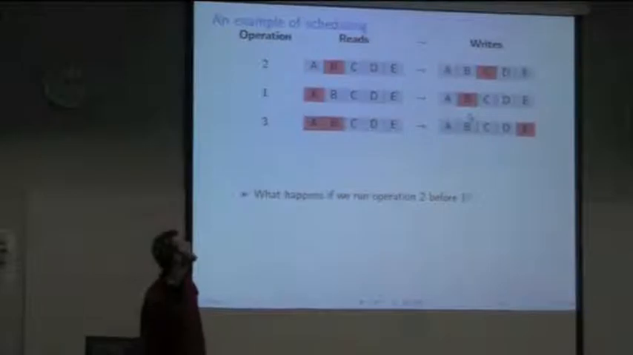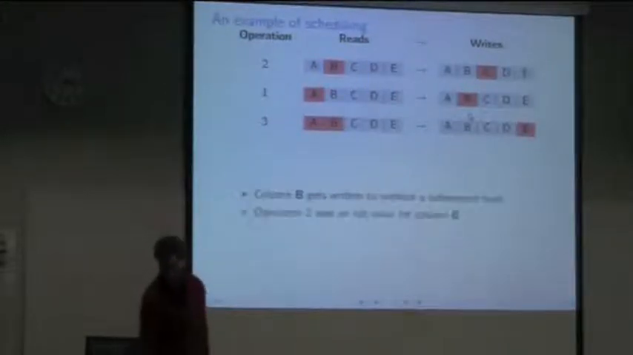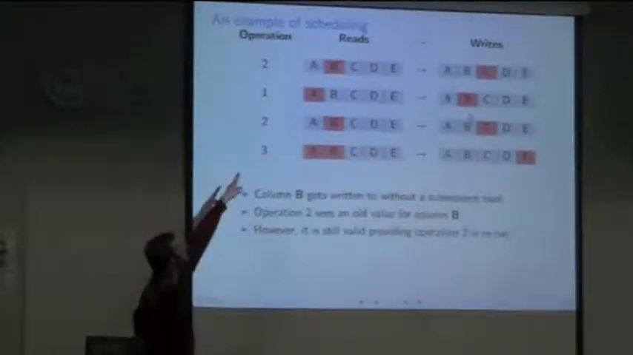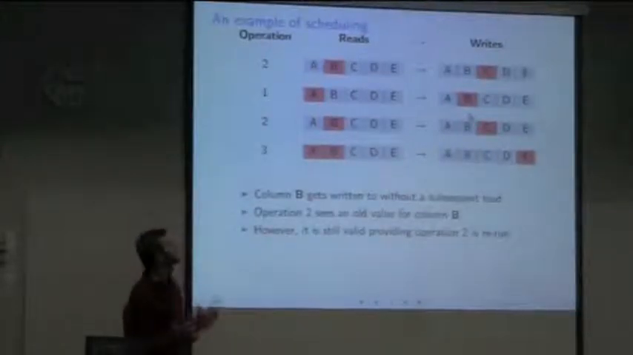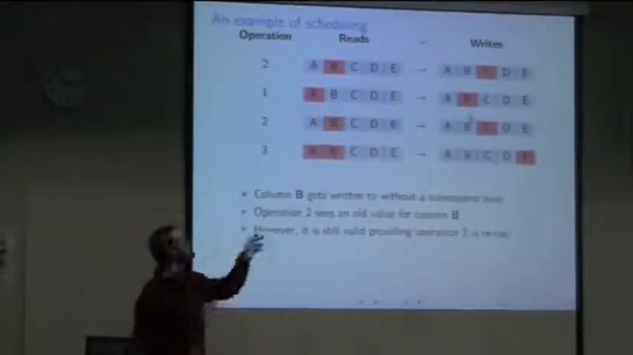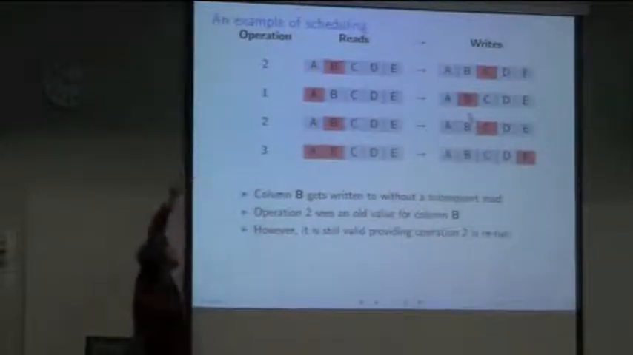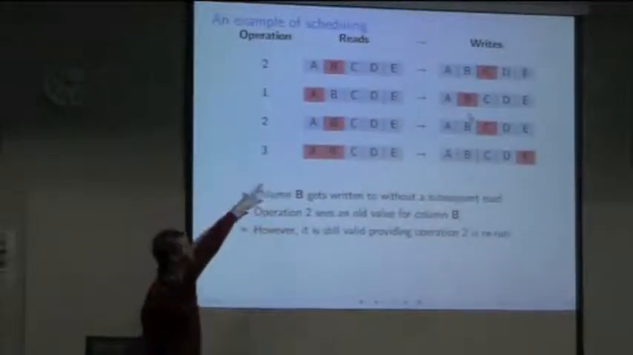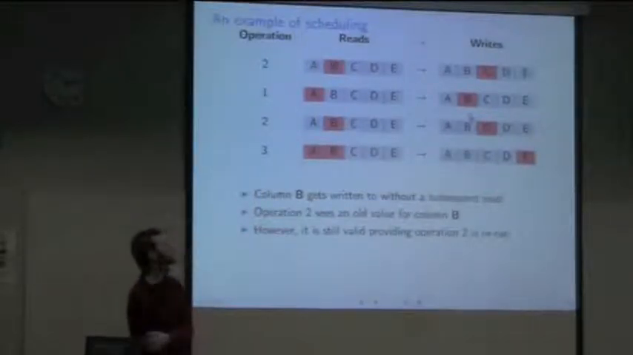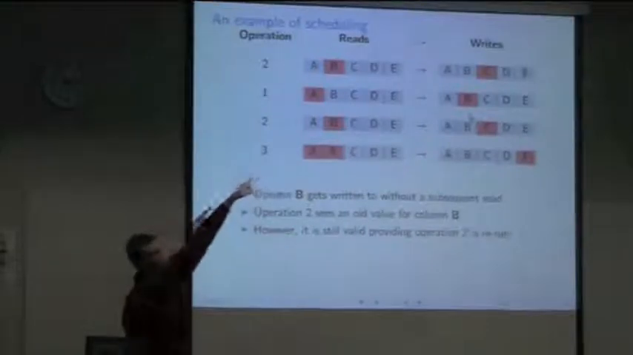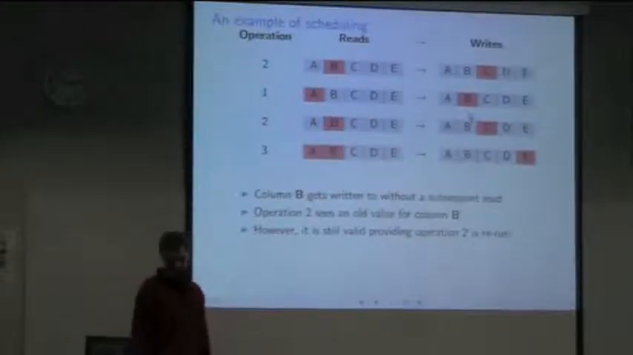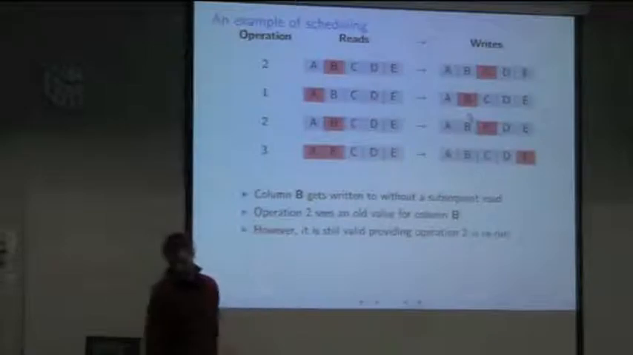If we were to run operation 2 before 1, then in a sense this would be valid, but we would have to run operation 2 again. We would have to run operation 2 after 1 as well. The point I'm trying to illustrate is you can run an operation multiple times, like this. The thing is, the first running of operation 2 has absolutely no effect. It writes to column C, which is never read again, but it's written to again. And so you could choose not to run operation 2 without having any massive effect on the result. And so it's redundant. So the dependency sort tries not to do this.